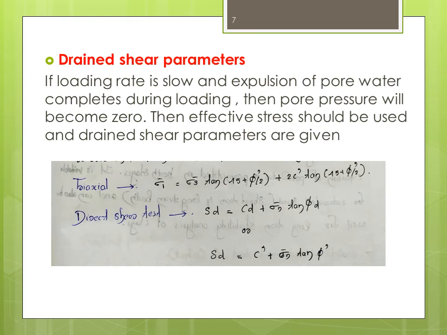Next one is drained shear parameters. If the loading rate is slow and expulsion of pore water completes during loading, then the pore pressure will become zero. Then effective stress should be used, and drained shear parameters are given as follows: the first equation is for triaxial and the second one is for direct shear. So we discussed the two different parameters, that is, undrained shear parameters and drained shear parameters.